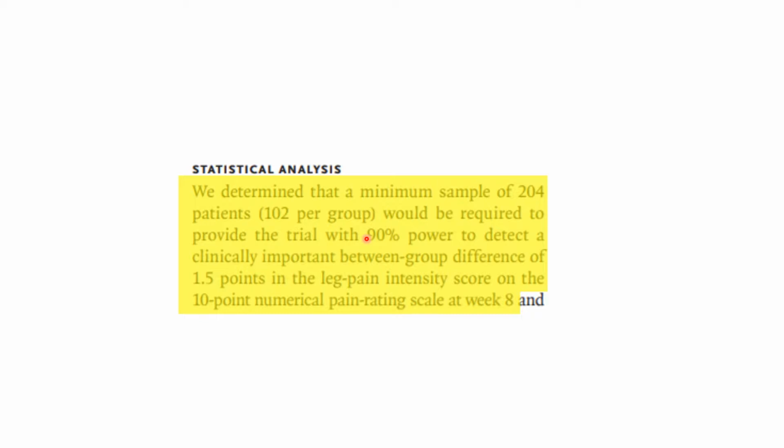So this study aimed to be 90% power to detect a clinically important difference in pain scores in those on pregabalin and those that weren't of 1.5 points. And they said that to do that, we'd need 204 patients, 102 in each group. So I then looked to see how many patients were actually analysed. Did we get above 204? Ideally 1 or 2 in each group.